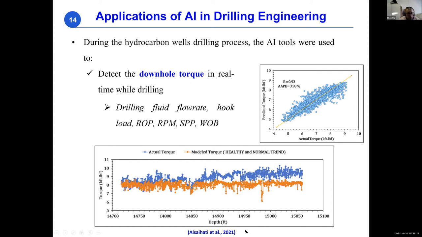So to predict this, we applied an artificial neural network and different techniques. As you can see, we were able to predict the torque with very high accuracy, where the average absolute percentage error was less than 4%. So we can eliminate the use of the downhole sensor to predict the downhole torque.